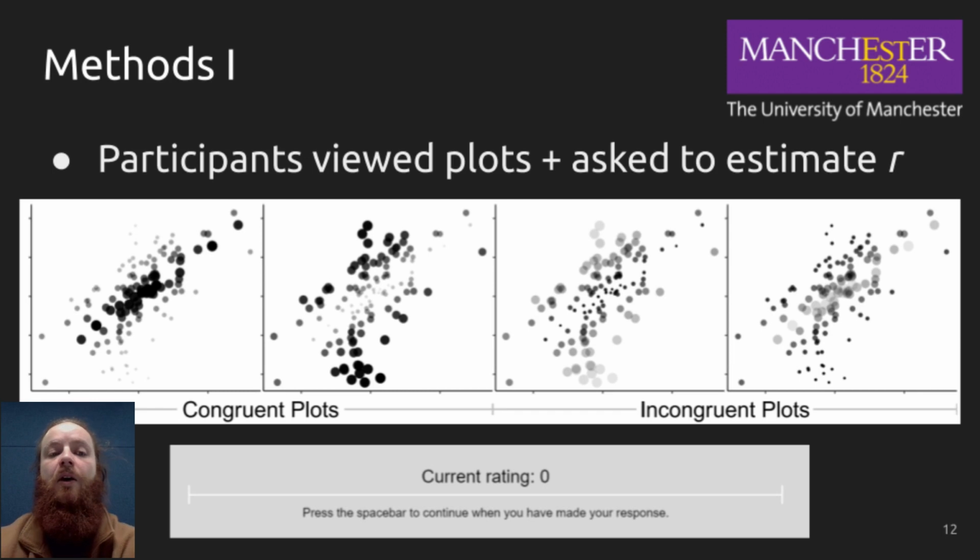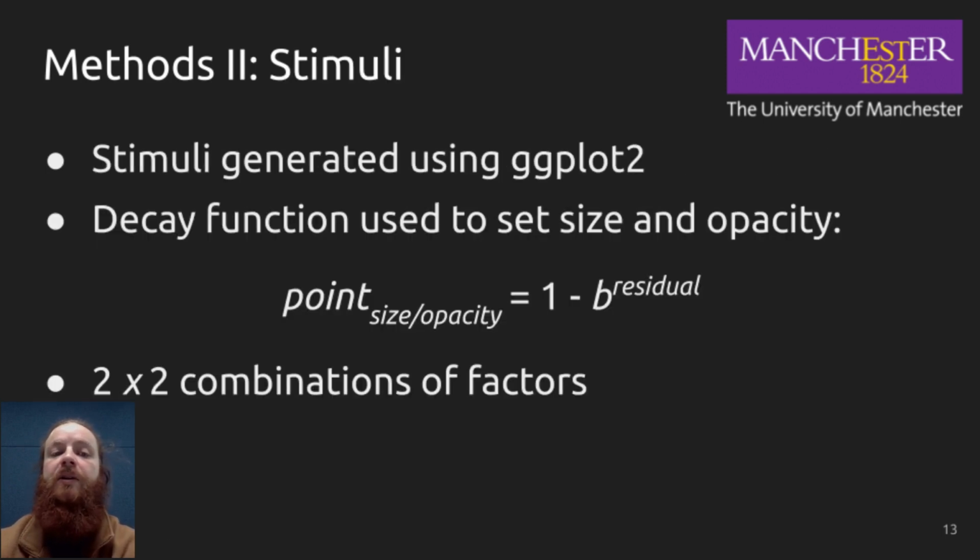All our stimuli were generated using ggplot in R, so the GitHub repository associated with this paper includes R scripts that do this. In order to set the opacity and sizes of the points, we used the following equation. So point size or opacity is equal to 1 minus b, which in this case b had the value of 0.25, to the power of a particular point's residual. We used a 2x2 fully factorial design, and all 150 participants saw 45 of each plot for a total of 180 experimental items.